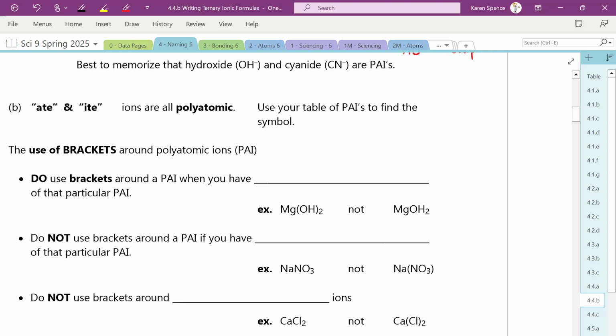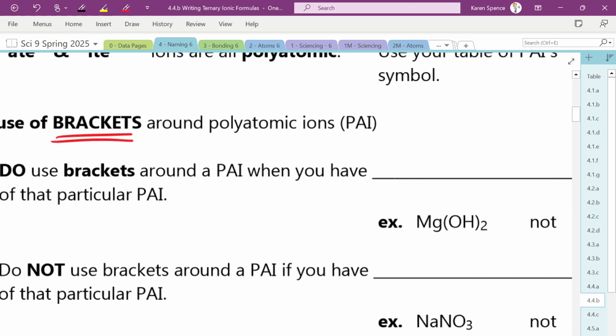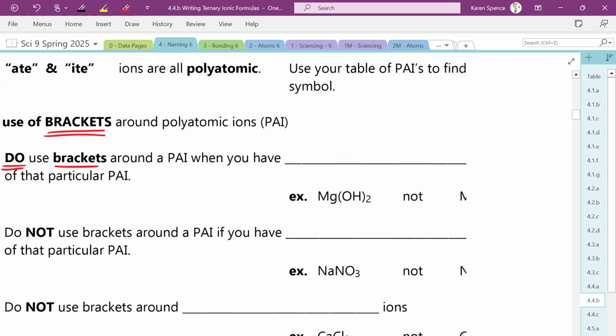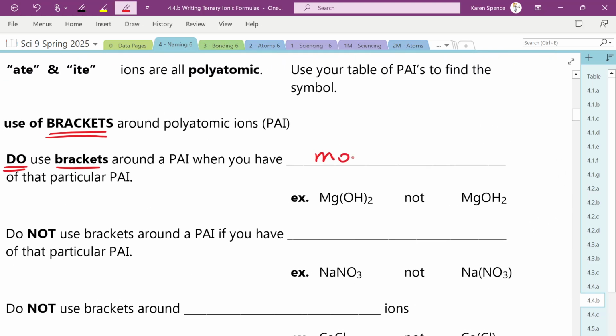So the one thing that you're going to have to worry about with these ones is brackets. Sometimes you use them, sometimes you don't. So you do use brackets when you have more than one of that particular polyatomic ion.